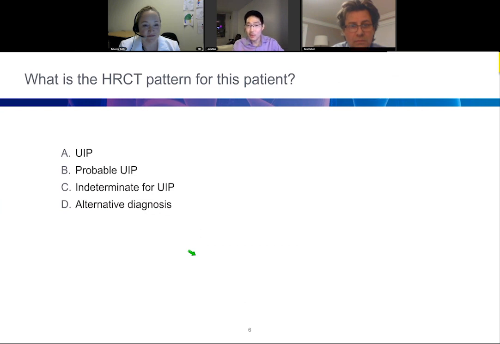for UIP category. I do see why a lot of people chose the alternative diagnostic category as well, and a few people chose probable UIP. But again, a difficult case, but it seems like the median really is indeterminate for UIP.